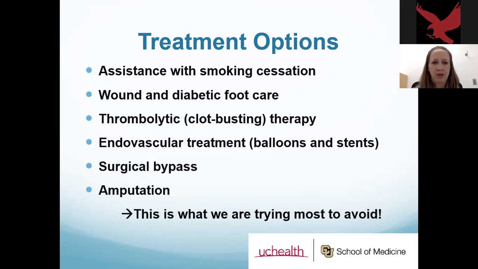Bypass is often a good option for patients who don't have good minimally invasive options, sometimes based on their anatomy and sometimes just based on our inability to cross a blockage. Amputation is the last resort. It's a good option for some patients, and it's certainly not something we take lightly or look to do.